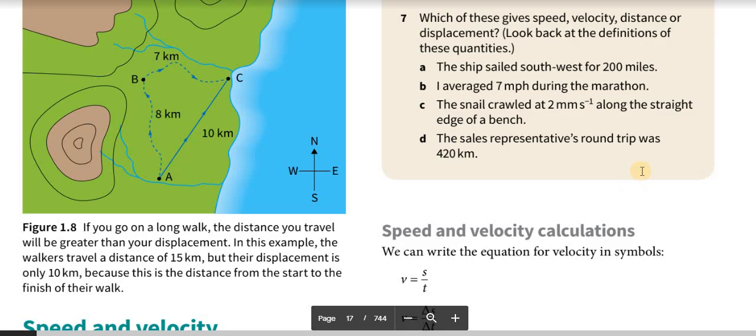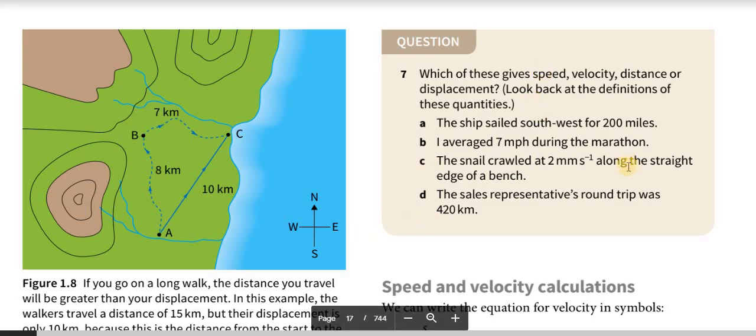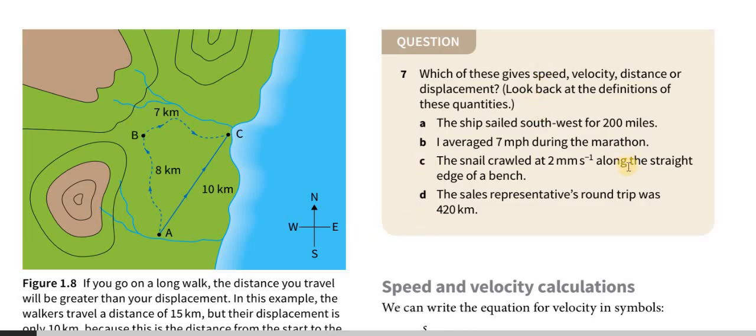Velocity, acceleration, momentum, moment, magnetic field, electric field strength, those are all vector quantities because they have both a magnitude and a direction. Okay, let's look at this example. Now in this chapter we will learn about distance and displacement.